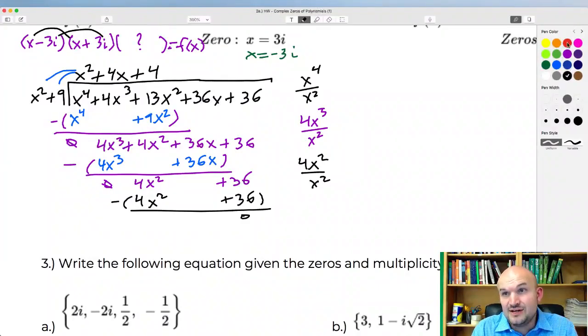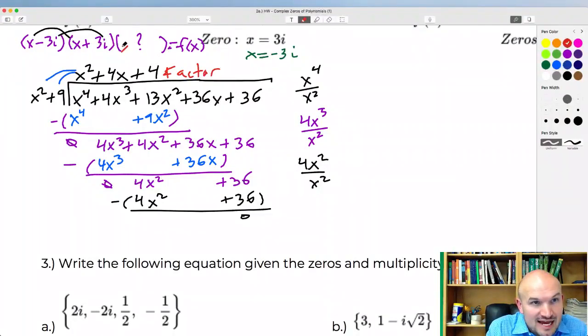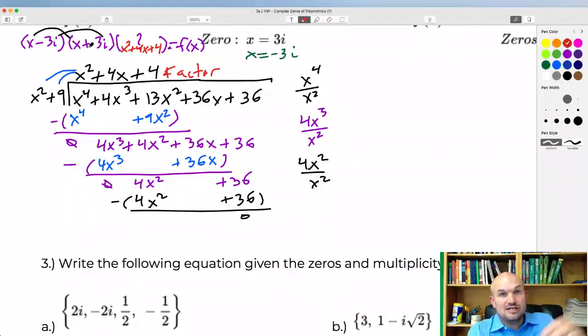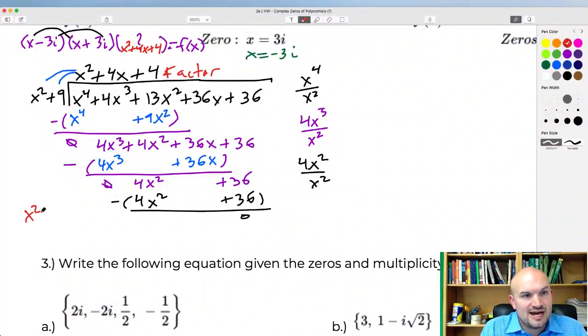And the important thing here is this quotient is also a factor, right? This quotient is x squared plus 4x plus 4. It multiplies times the other two factors to give you your f of x. And remember, what we can do for all our factors, to find the zeros, you set each factor equal to 0. So all I got to do to find my remaining zeros is take this factor, x squared plus 4x plus 4, and set it equal to 0.